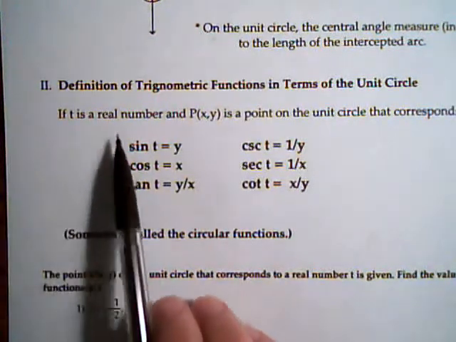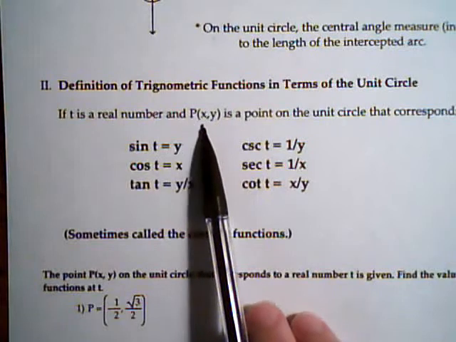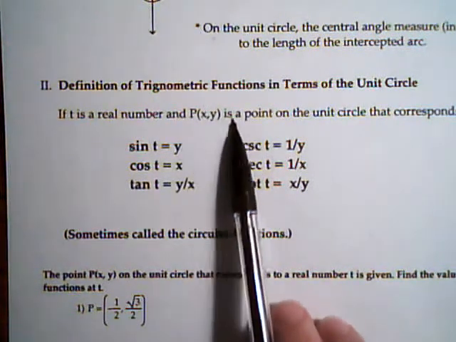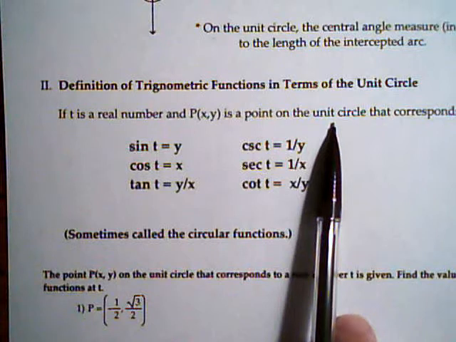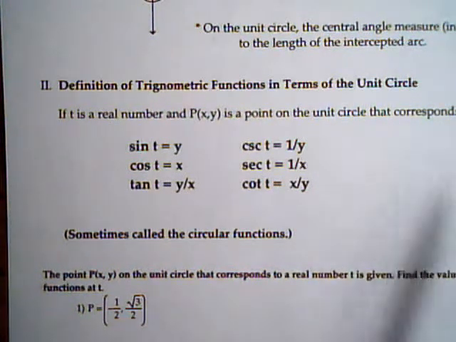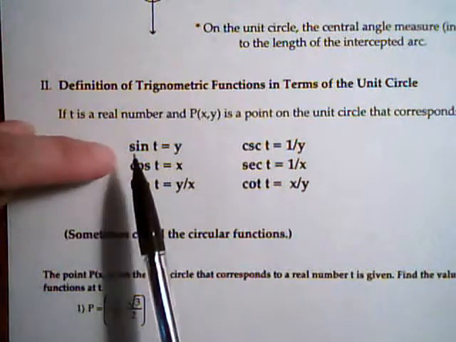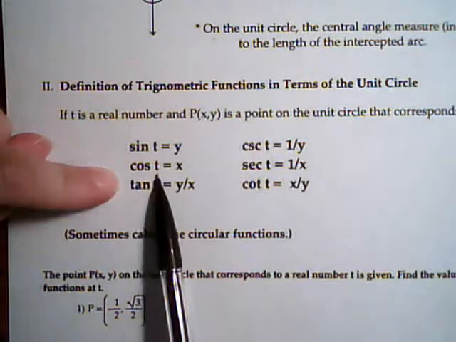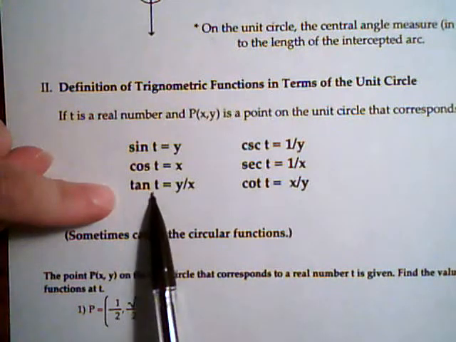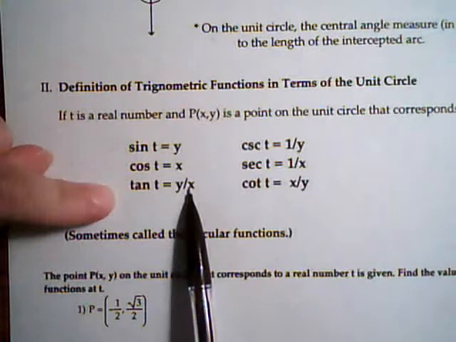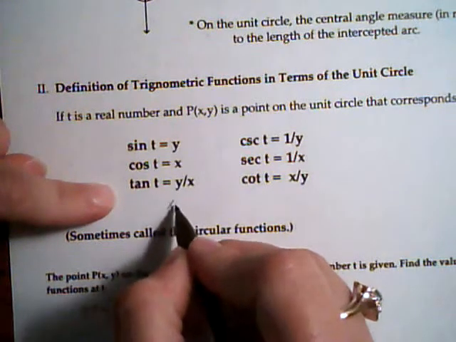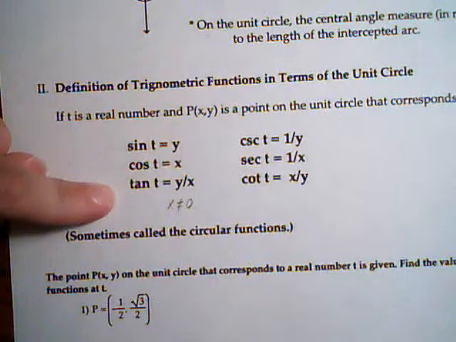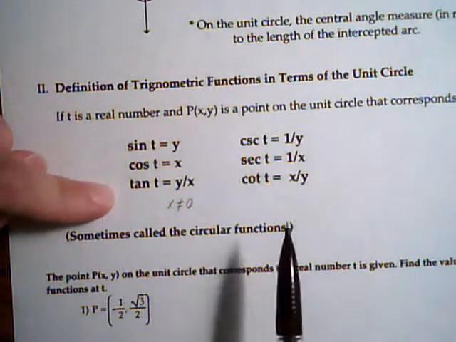We say if t is a real number and the point P with the coordinates (x, y) is a point on the unit circle that corresponds to t, then we can say by definition the sine of t is equal to y, the cosine of t is equal to x, and the tangent of t is equal to y over x. And I want you to add on to this provided that x does not equal 0, because then it would be undefined. And there are some cases where tangent could be undefined that we'll see later.